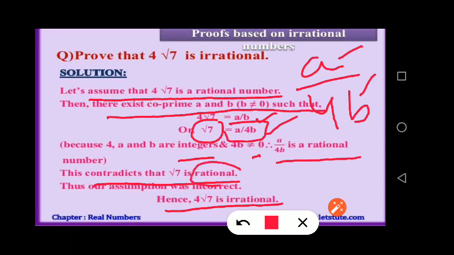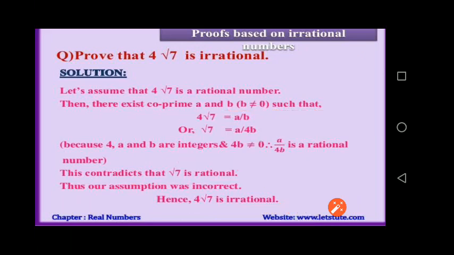Here it should be rational. This contradicts that root 7 is irrational. We must change it. Understood? The same question, 4 root 7, can be solved by an alternate method also. Let's try that method.